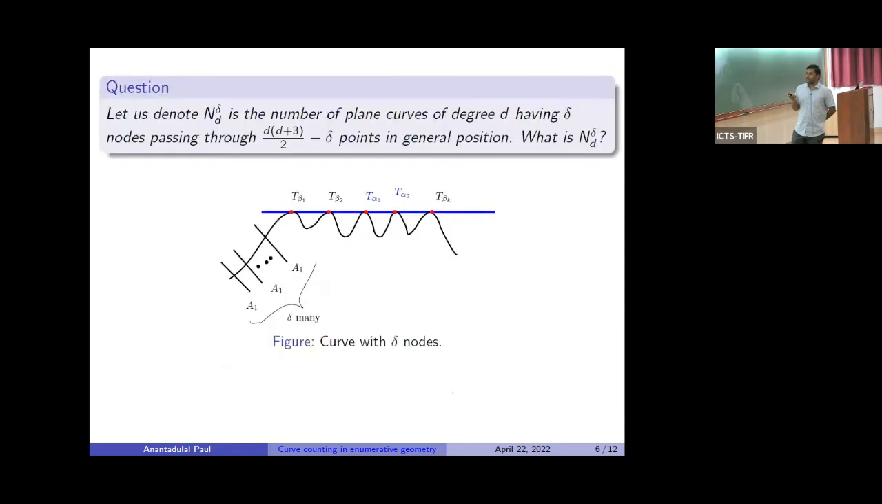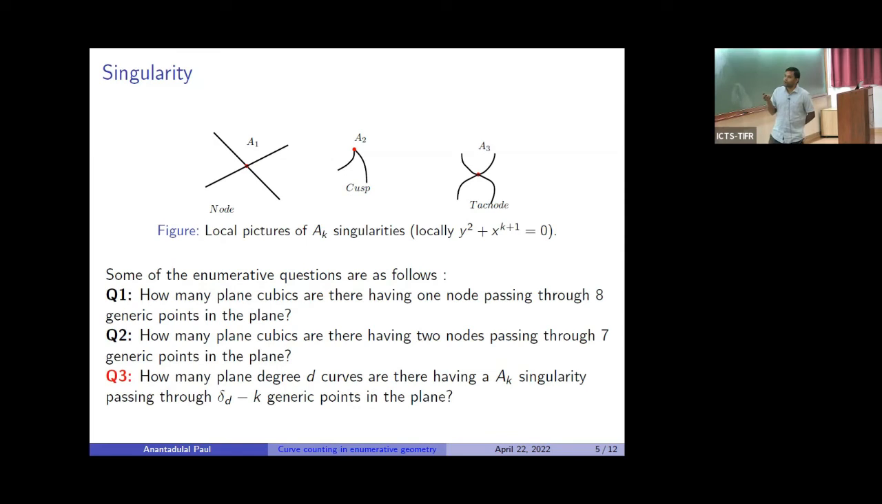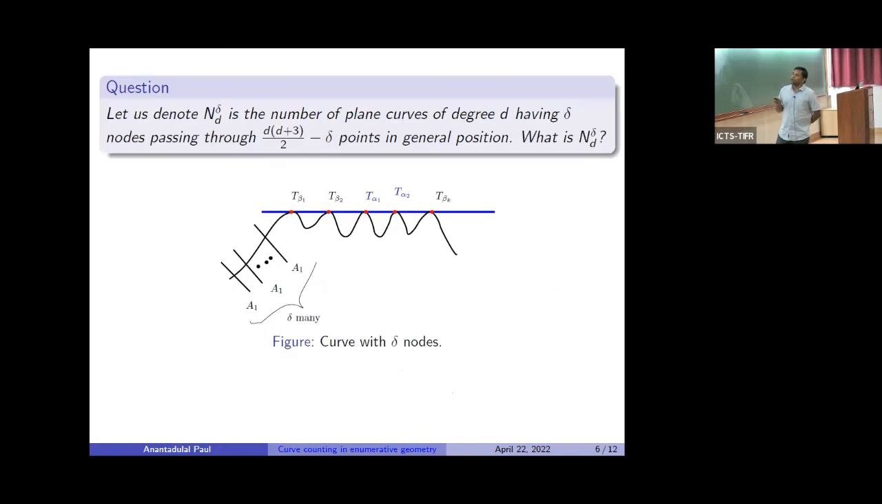So let me introduce a breakthrough in this kind of question. Question 1 was actually solved around 1846, but after that there was no development. And then around 1995, Caporaso and Harris found the solution for this. So these are actually delta many nodes. You want to count all the degree D curves with delta many nodes.